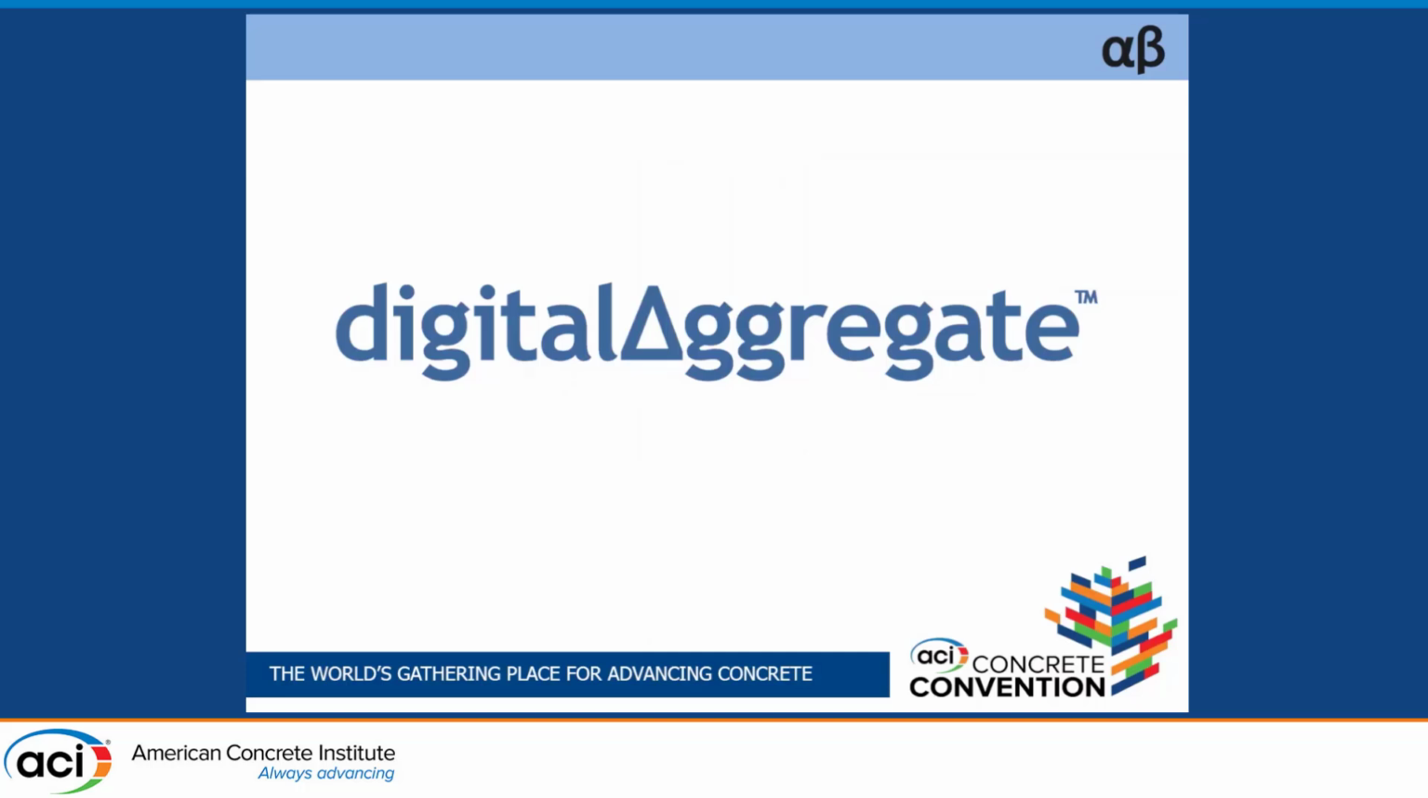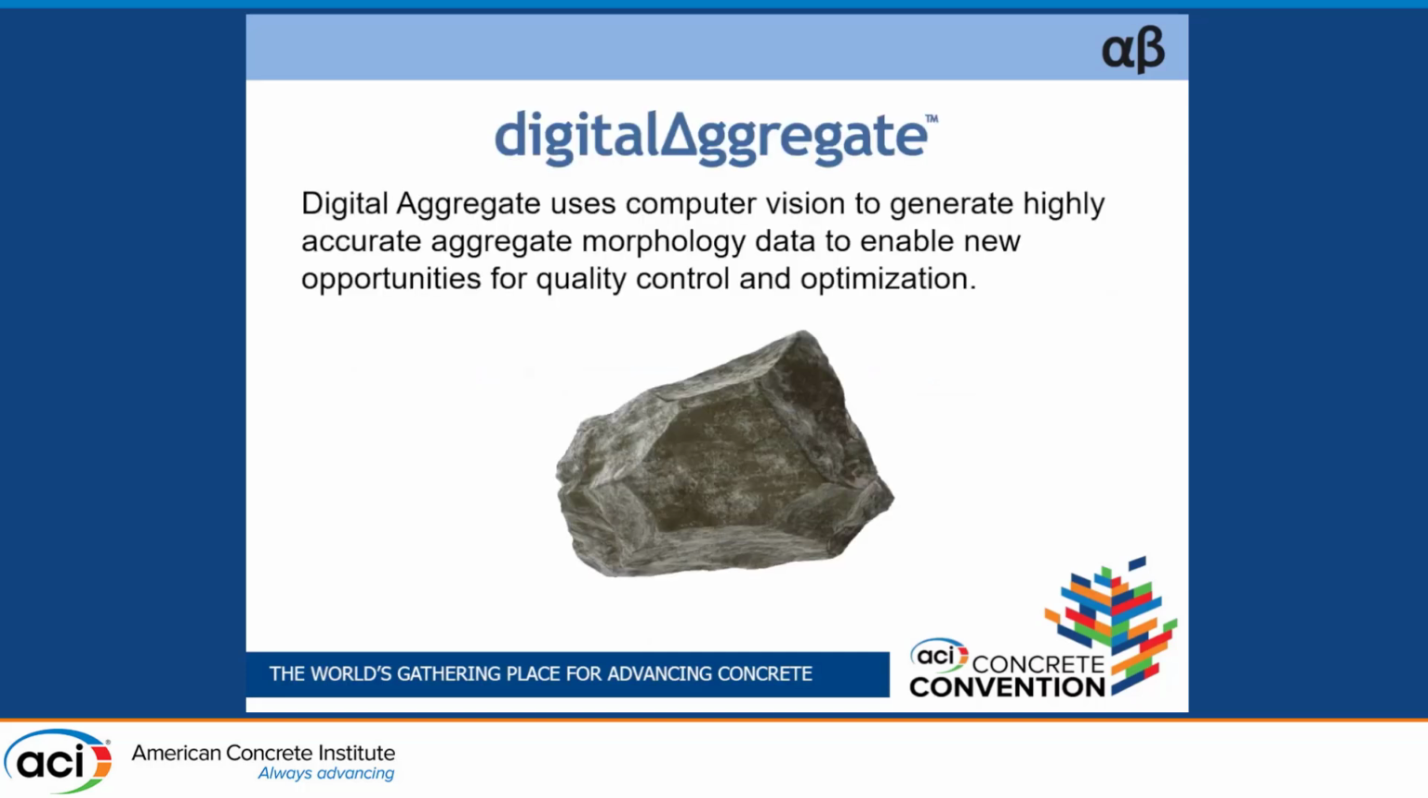So what is digital aggregate? So digital aggregate uses computer vision to generate highly accurate aggregate morphological data to enable opportunities for quality control and optimization. So it is a tool that allows for rapid testing that provides much more information than you would typically see through regular aggregate testing?